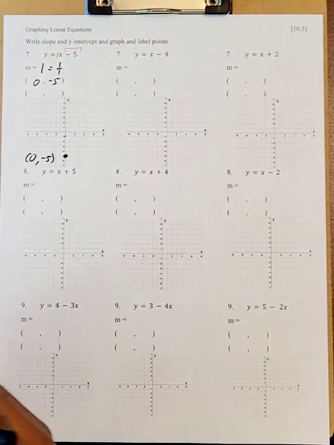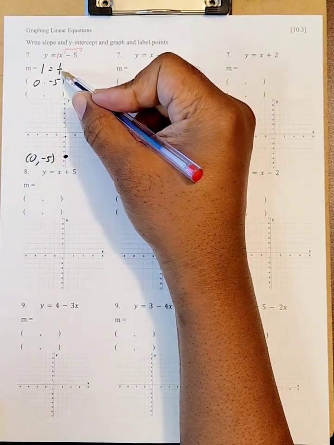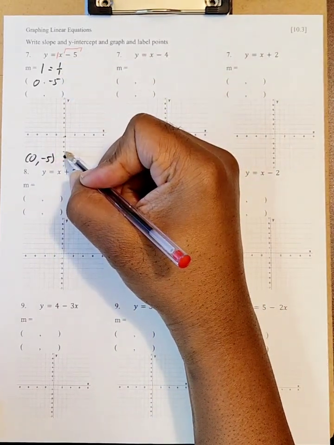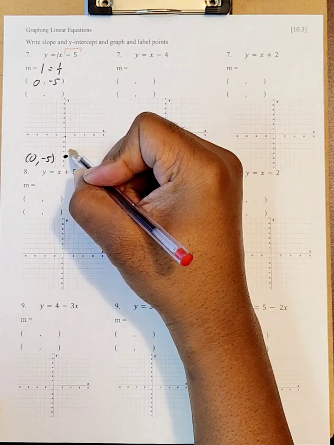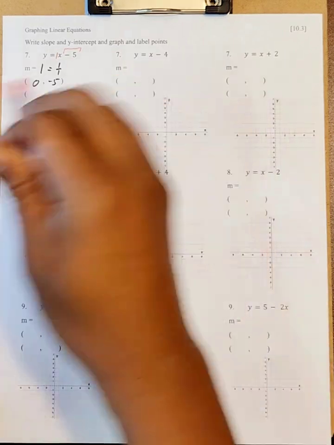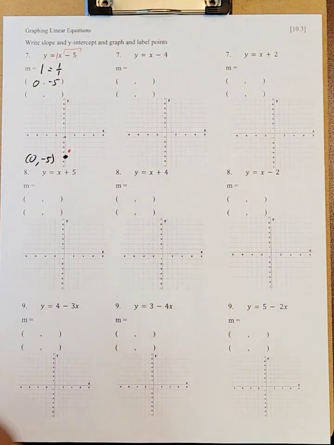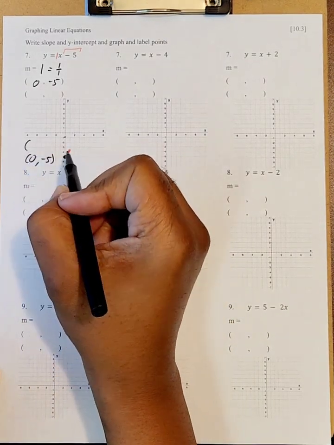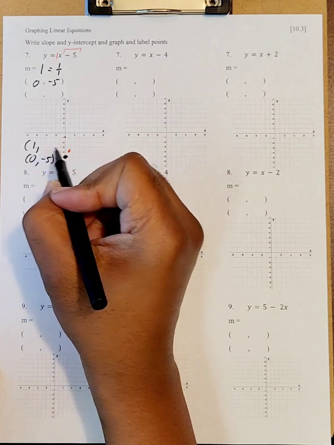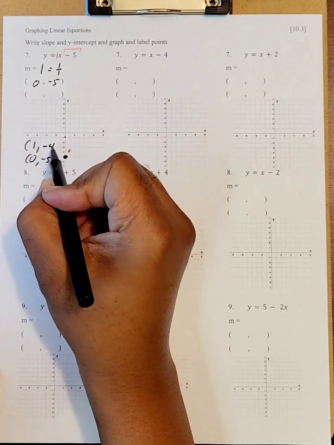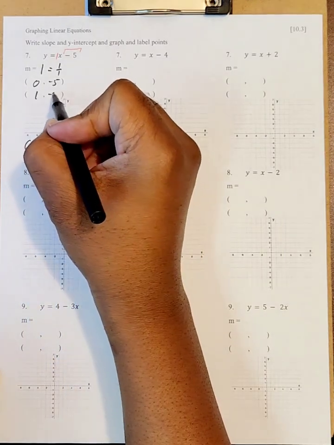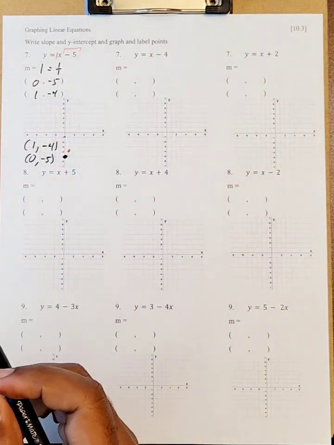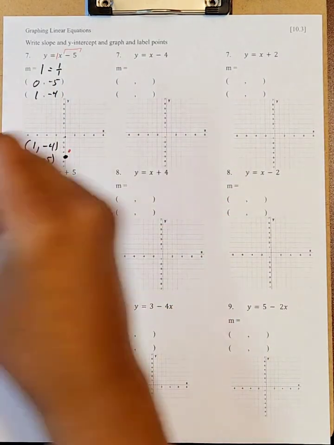Now, to get to our next point, we're going to have to rise 1, and run 1. That takes us to this spot right here. Okay. Now that point I just made, that new coordinate, that is x is 1 and y is negative 4. So 1, negative 4 is our next coordinate. And then we draw a line through the 2 points.